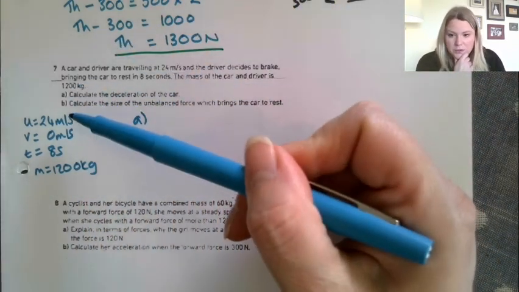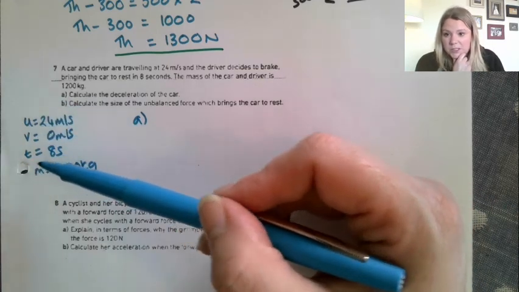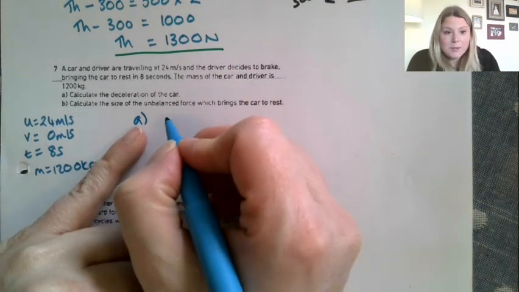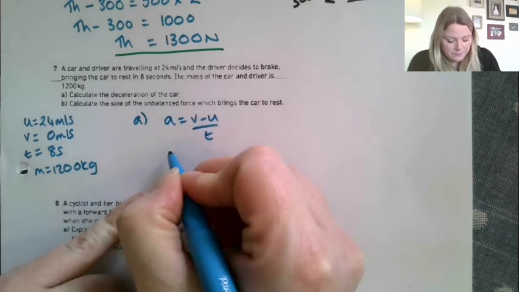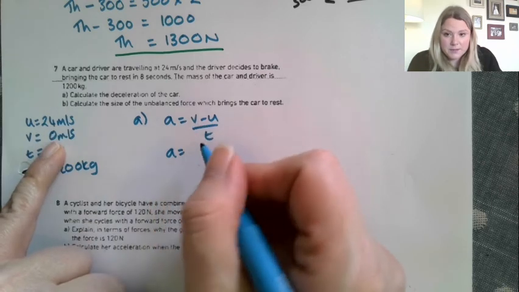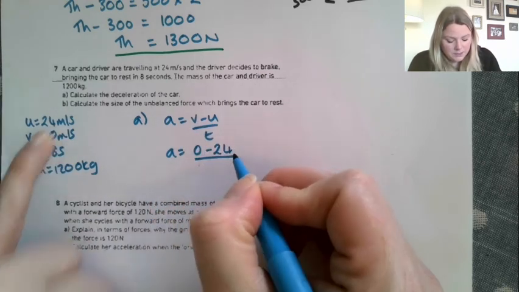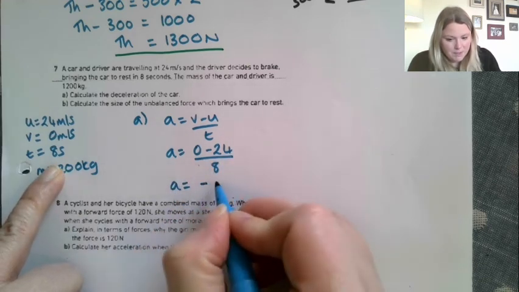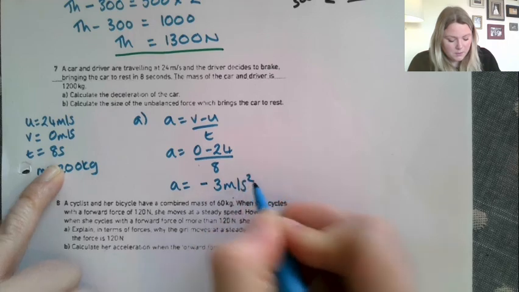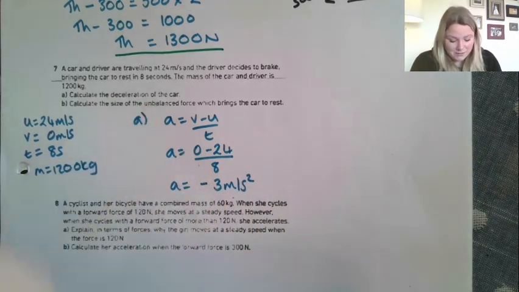Well, if I look over at this list of information that I've made here, I have all the information needed to do that. So I'm going to use my acceleration equation. So a equals v minus u over t. Final velocity is 0. Initial velocity is 24, divided by the time taken, which was 8. So that's going to get me minus 3 meters per second squared. So it's an acceleration of minus 3, which means it's a deceleration of 3.